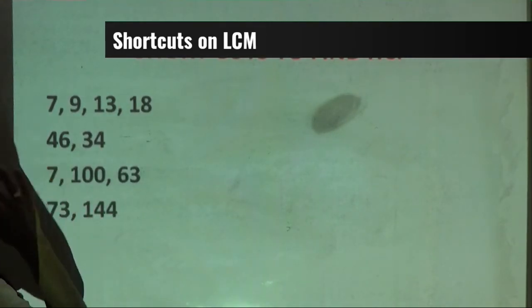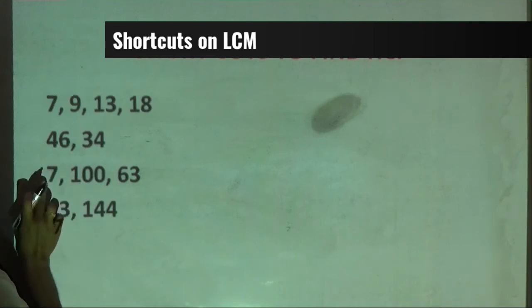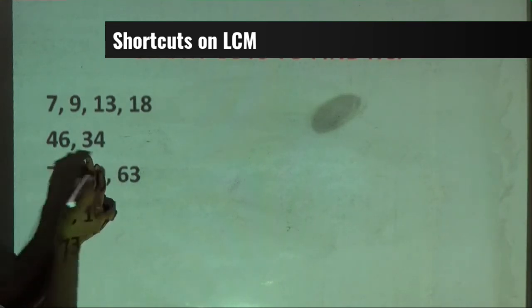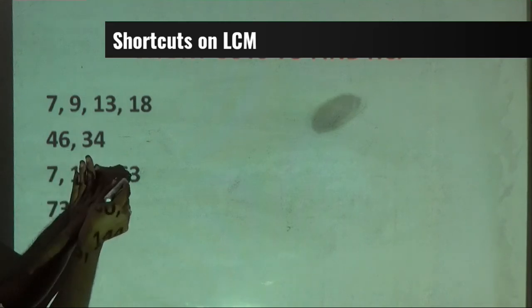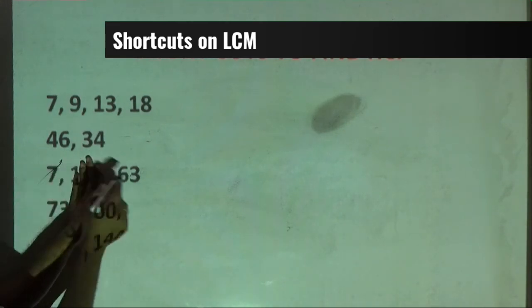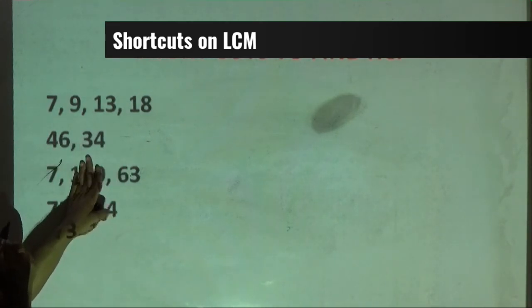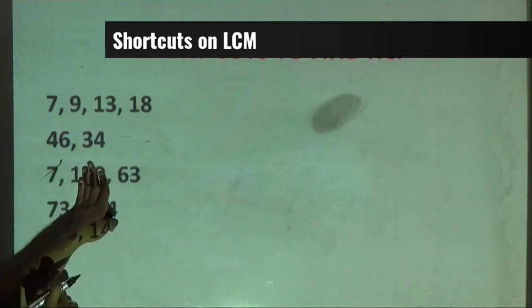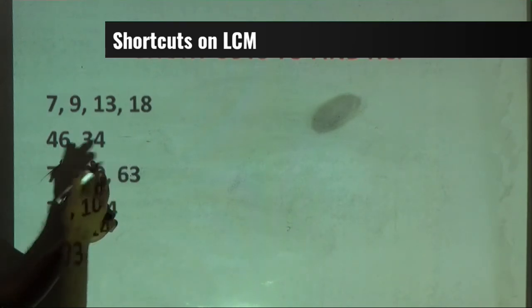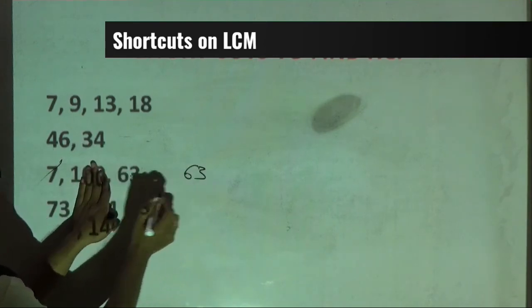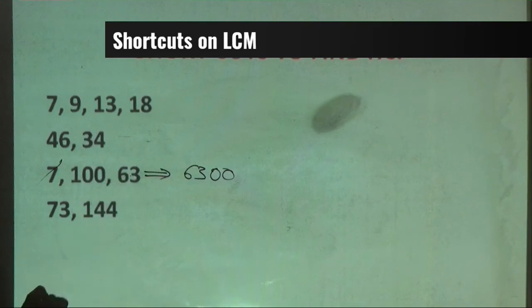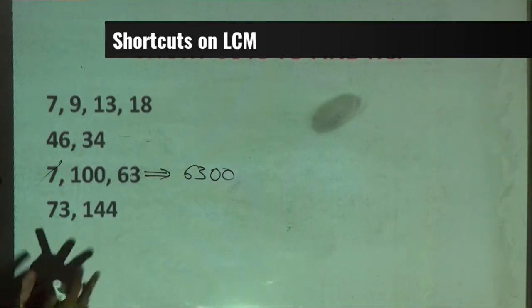One more time I will explain this. Please observe here. Through observation I came to know that 63 is divisible by 7. Ignore 100 for the time being. 7 nines are 63. It is divisible by 7. Therefore, ignore 7. The LCM of 7 and 63 is 63. Now, for these two numbers, consider 1 instead of 100. The LCM of 1 and 63 is 63. You can put it here. The LCM for this problem is 6300.